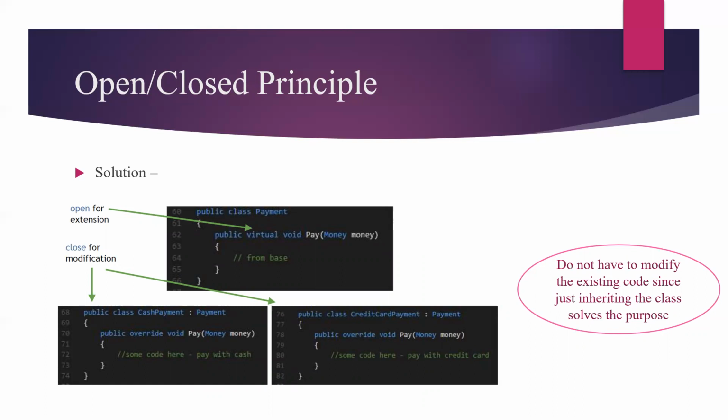You can see on the left we have cash payment, on the right we have credit card payment. So you see it's very simple to just override that method pay from the base class Payment into our multiple child classes. Now tomorrow, let's say I want to add one more payment method, let's say debit card payment. So I will not have to change the code of my parent class, which is the Payment class. I will just inherit that class into my child class, which is DebitCardPayment, and it will serve the purpose for me. So here you see we are open for extension, meaning for inheritance, but closed for modification of the code.